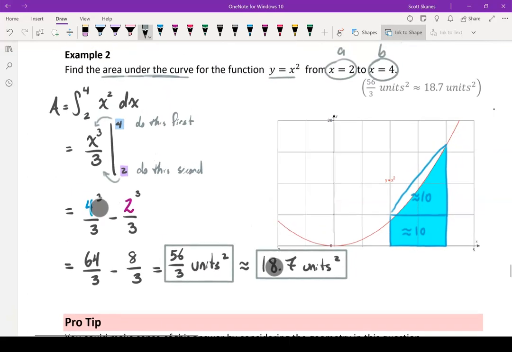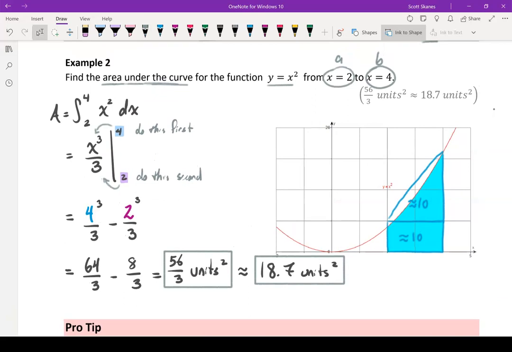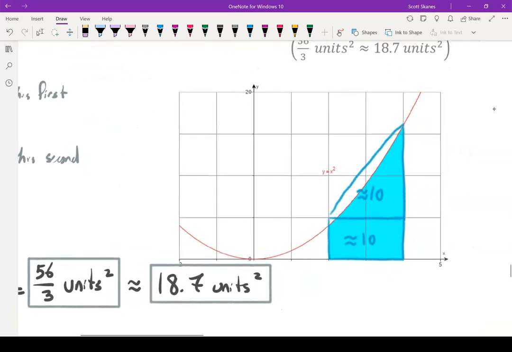So the moral of this story, I suppose, the takeaway, is that even though this was a quadratic function, which is harder to get the area of with basic shapes like these, integration has no trouble whatsoever. It gives us an exact answer. 56 over 3 is the exact area under the curve. So this would be an approximate area. It gave us about 10 per group, which in total gives 20.